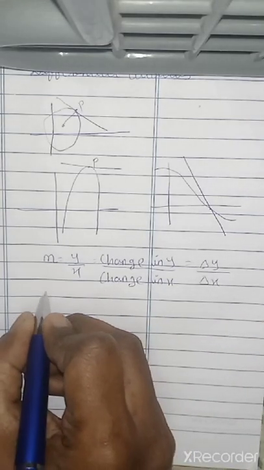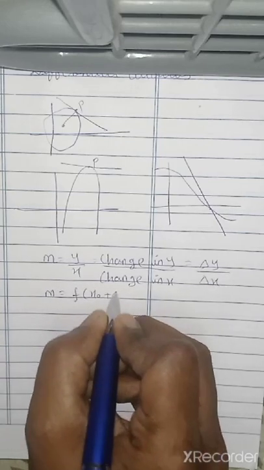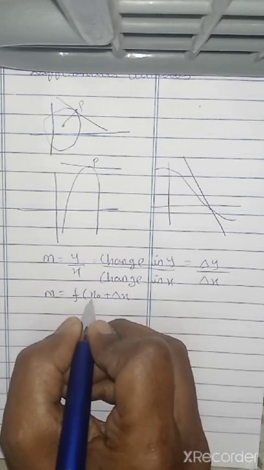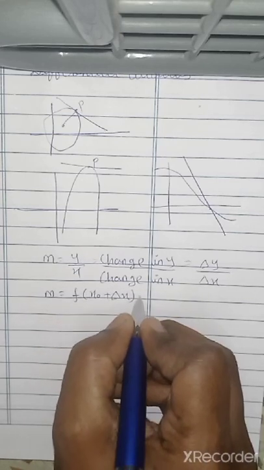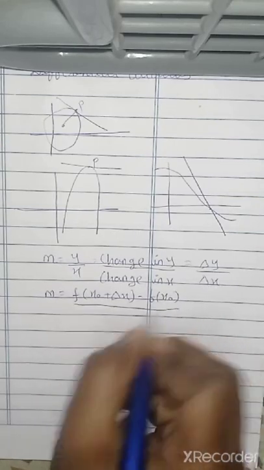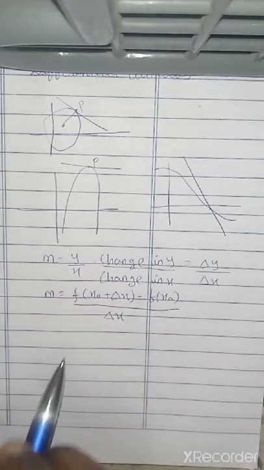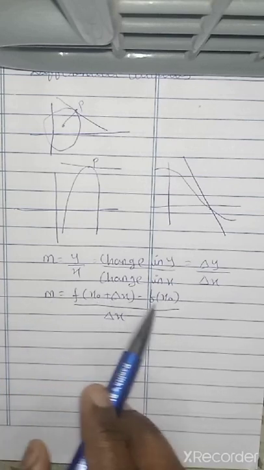Now we can take this as a formula. M is equal to f of x naught plus delta x, where x naught is a point and delta x means change in x, minus f of x naught, divided by delta x. This we can take as a formula. M is equal to f of x naught plus delta x minus f of x naught by delta x. And this is what is called the slope of a secant line.